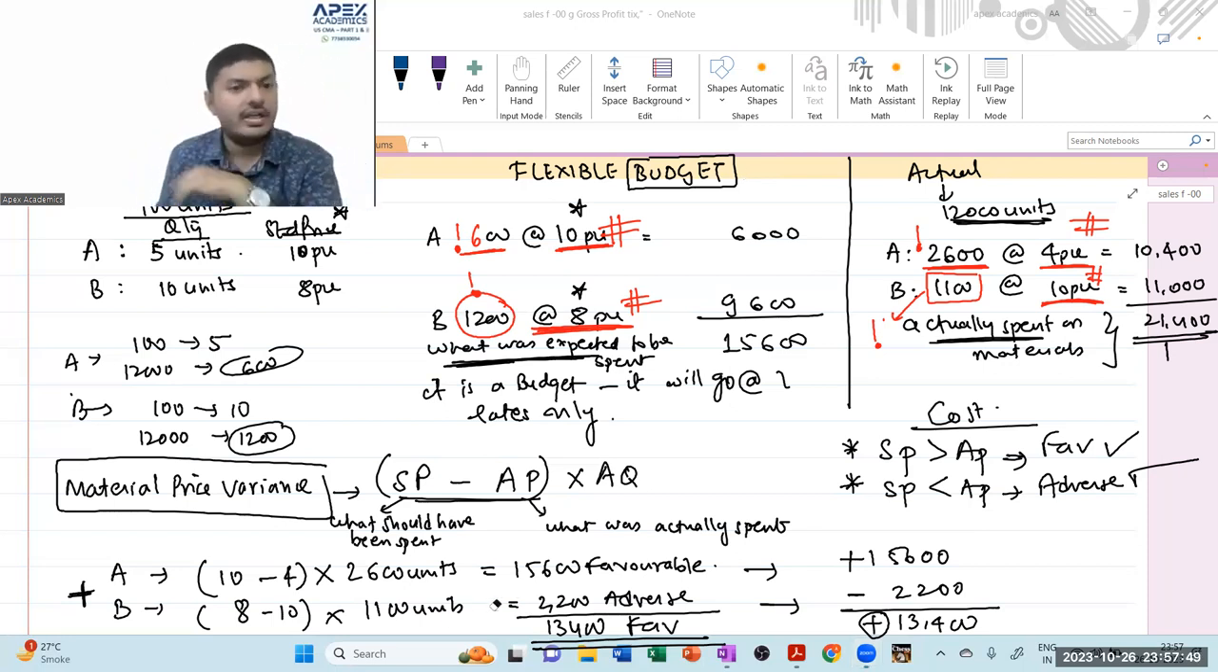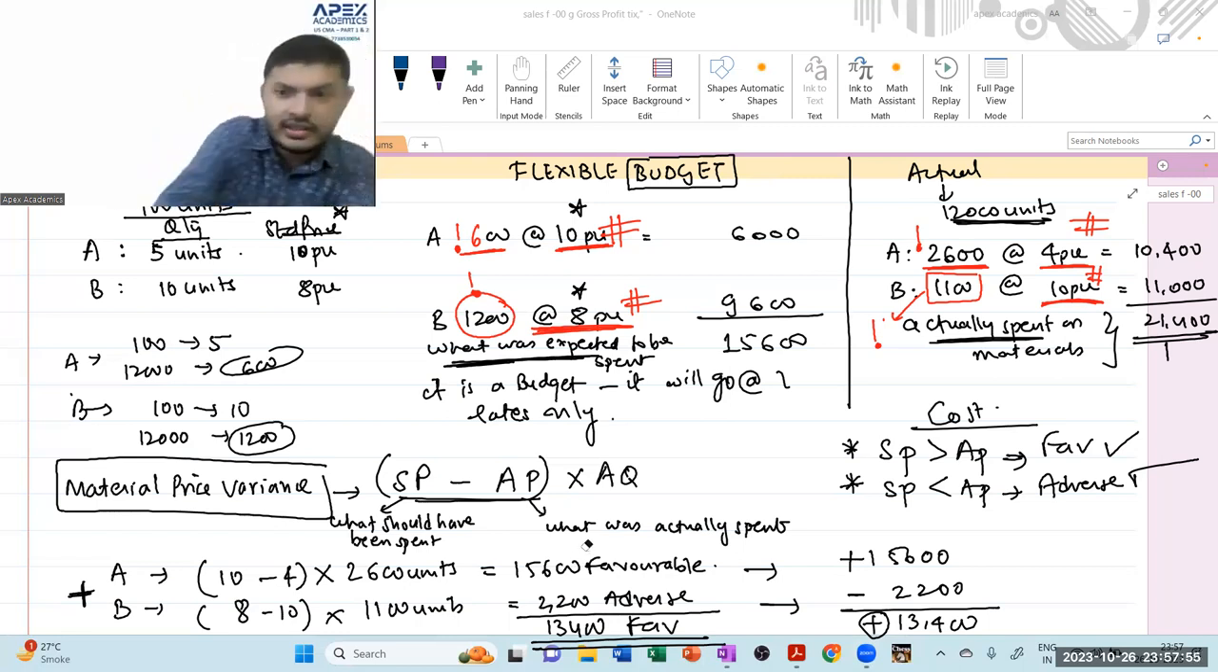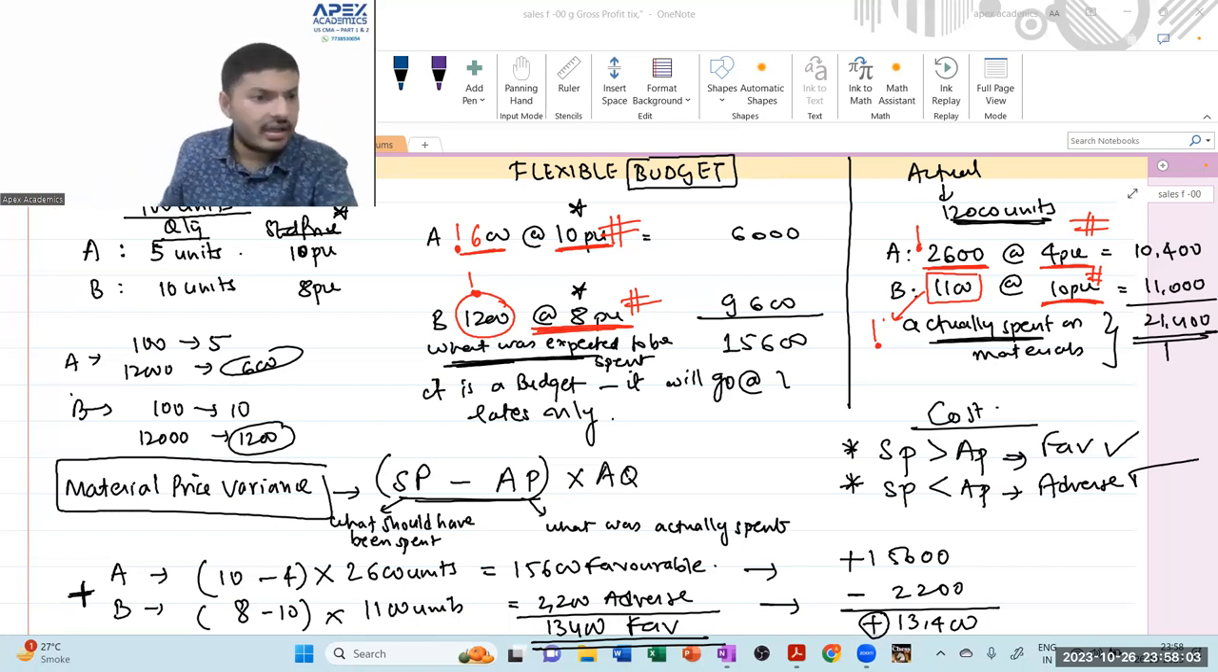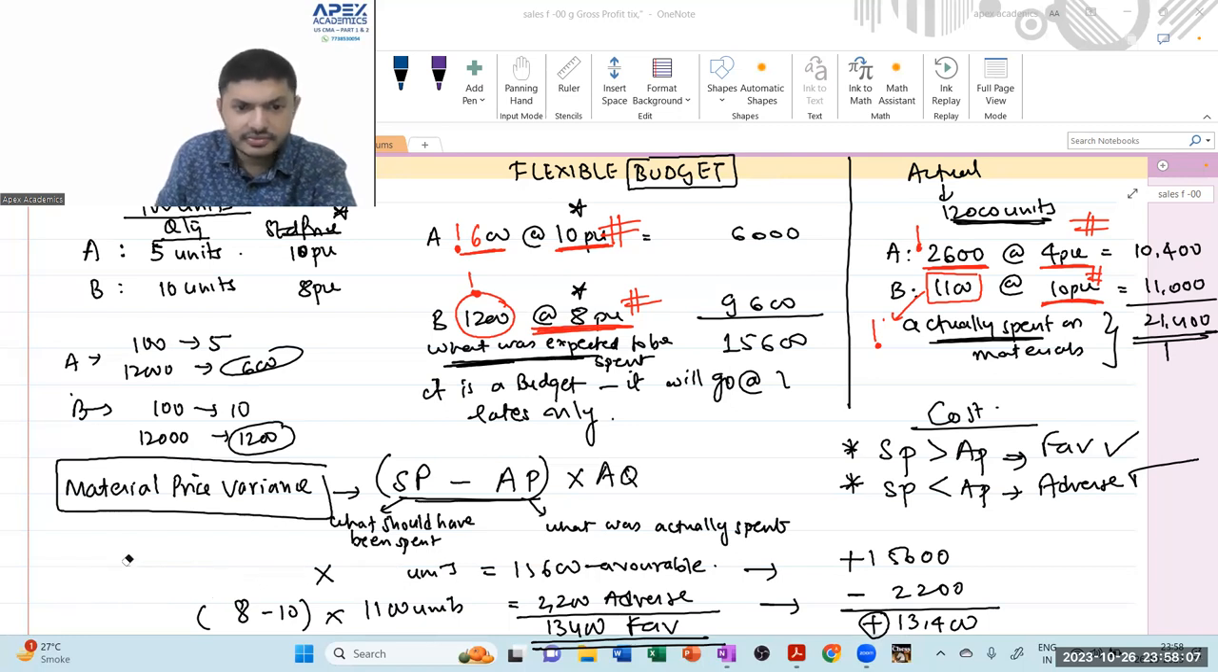Now, let me go ahead. Now take a screenshot. Screenshot is going to be essential. I will also make a note in this that in our example, our material price variance was 13,400 favorable. Now, let's go ahead.